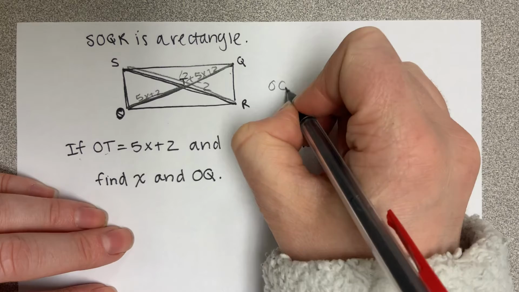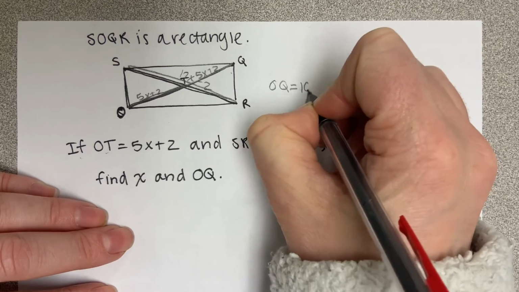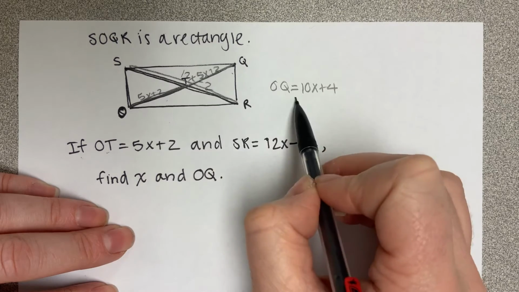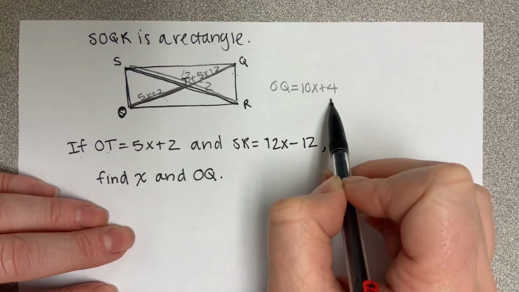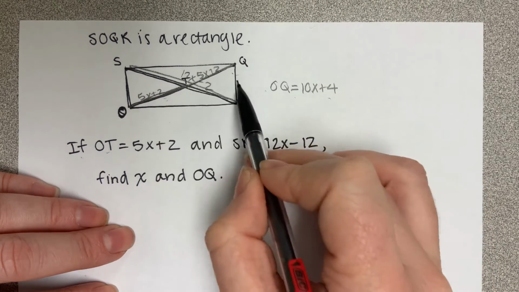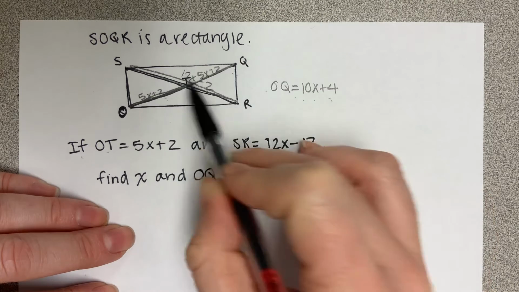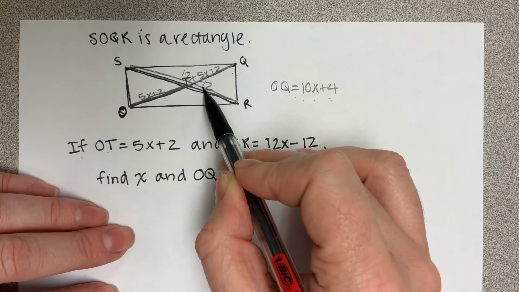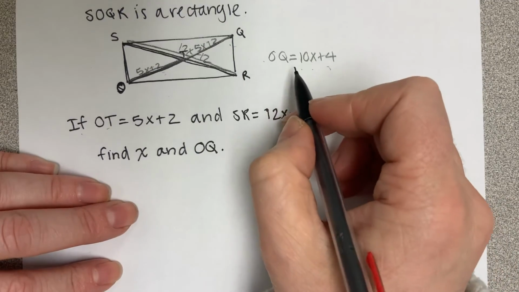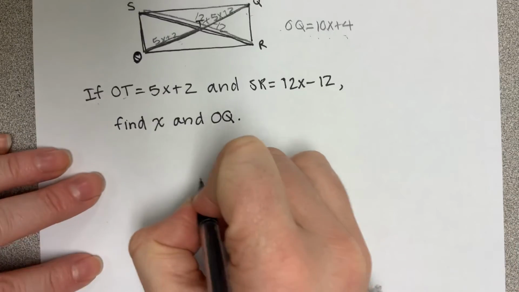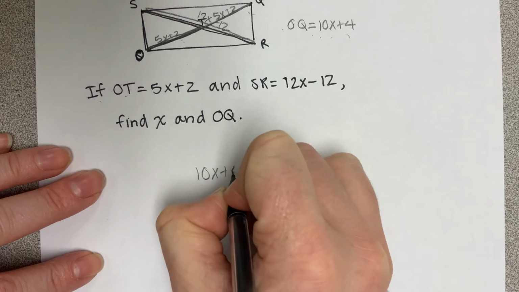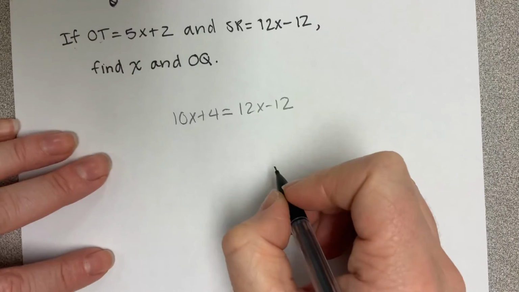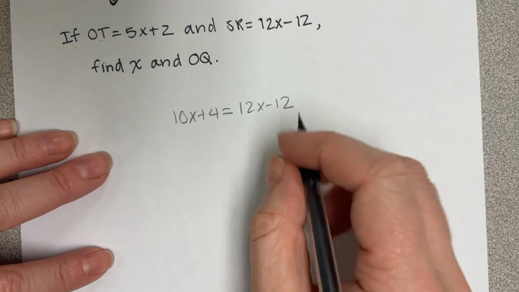So the whole diagonal, OQ, is 10x plus 4: 5x plus 5x is 10x, 2 plus 2 is 4. And SR, that's the whole diagonal, is 12x minus 12. We know the diagonals of a rectangle are equal to each other. So we're going to say 10x plus 4 is equal to 12x minus 12.